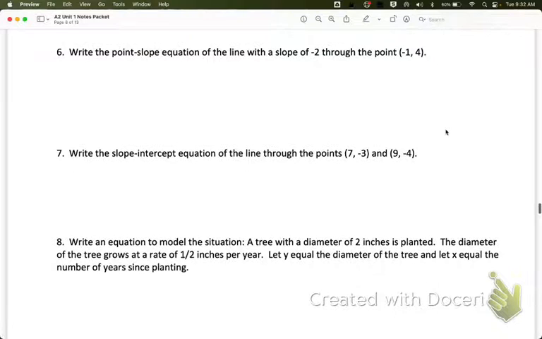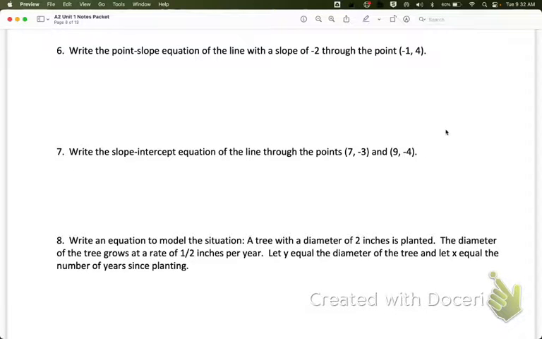Number 6 says, write the point slope equation. So the first thing we need to know is what form is that? That's y minus y1 equals m times x minus x1. The 2 pieces we're looking for are the ordered pair x1 and y1, and we're looking for m. So write the point slope equation of the line with a slope of -2, there is m, through the point -1, 4. Well, that's great. That's our x1 and our y1.